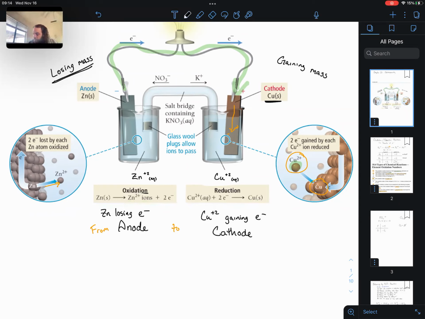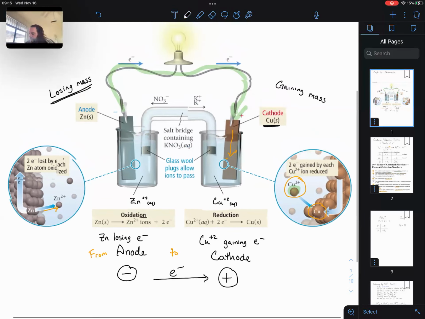Since the electrons start at the anode and they end at the cathode, we call the anode the negative end of our battery and the cathode the positive end of our battery, because electrons are negatively charged, so they like to flow from negative to positive, right? So from anode to cathode.